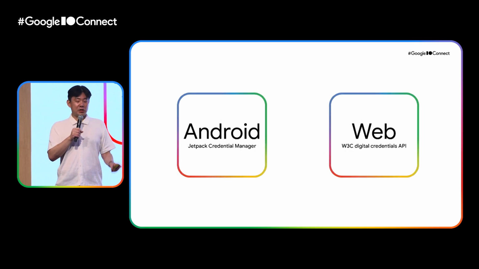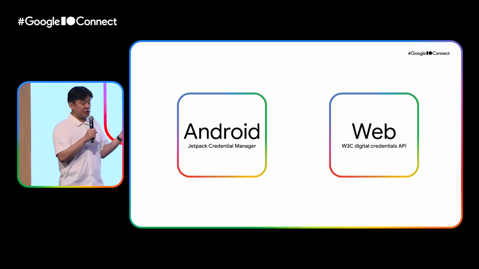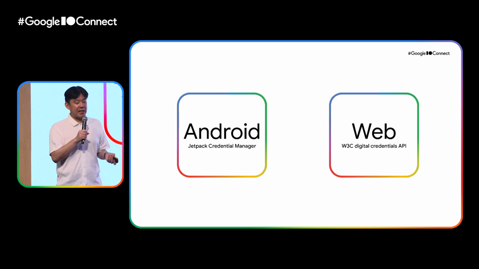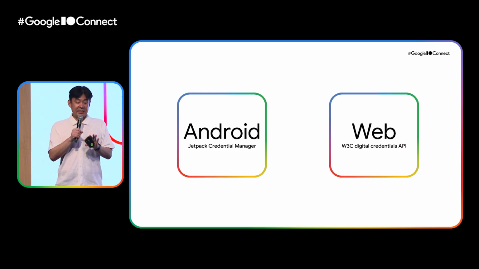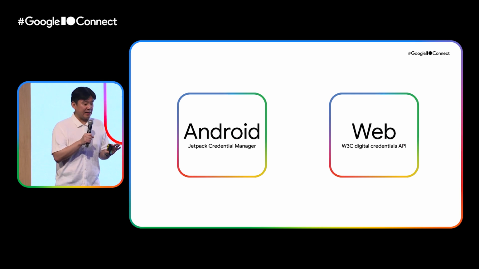This infrastructure is ready for you to leverage today across multiple platforms. Niharika walked you through the Android Credential Manager API for Android apps, but we're also bringing these capabilities to the web. For websites, you can use the W3C Digital Credentials API. This API supports cross-device requests, meaning a desktop website can request a credential right from the user's phone. Together, these APIs let you seamlessly and securely request credentials from native apps, mobile web, and desktop web.